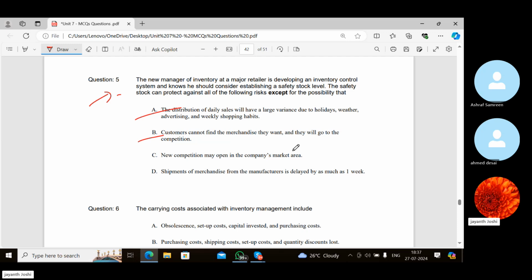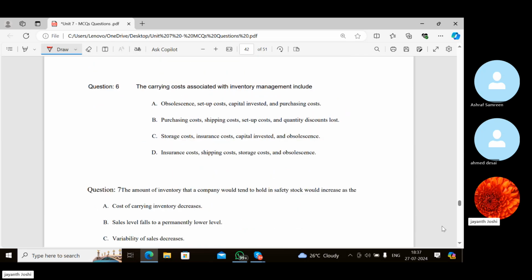Do you think this is something? If you maintain safety stock, can you save yourself from new competition in the market? Not at all. So this is not the answer. New competitors may come, new competitors may go. That has nothing to do with your company's expectations of safety stock level. That is your convenience and your safety and security you are seeing. Next question.